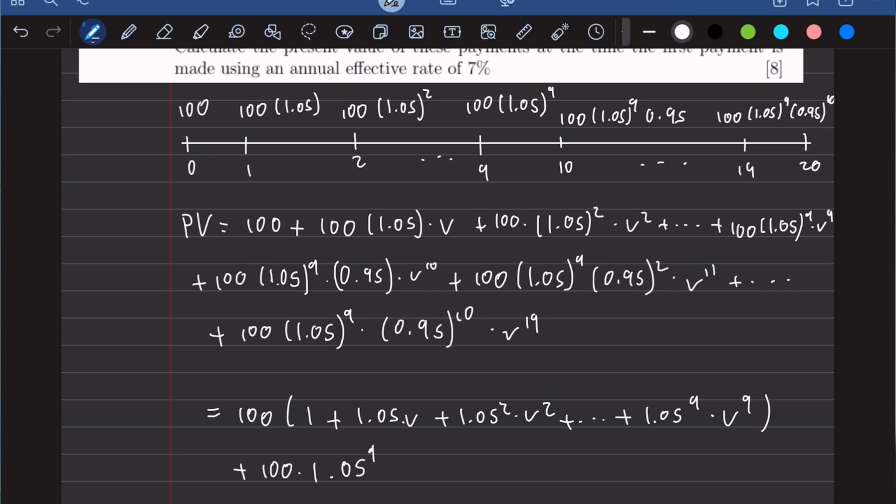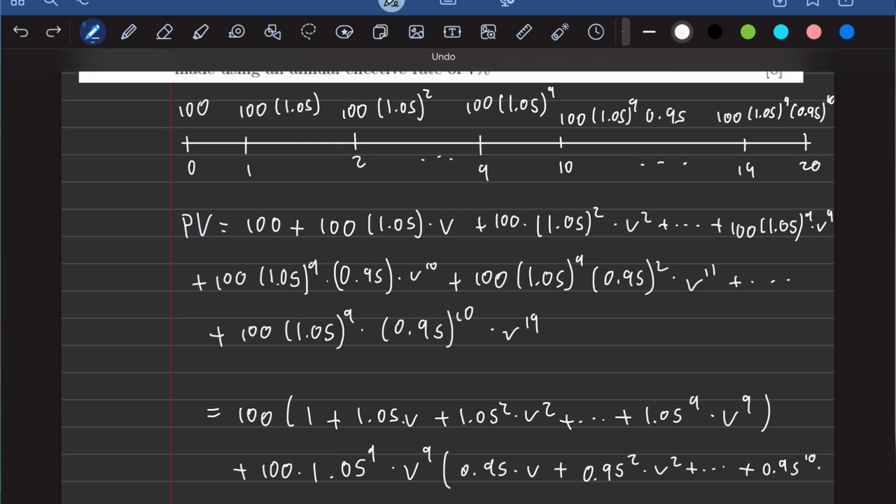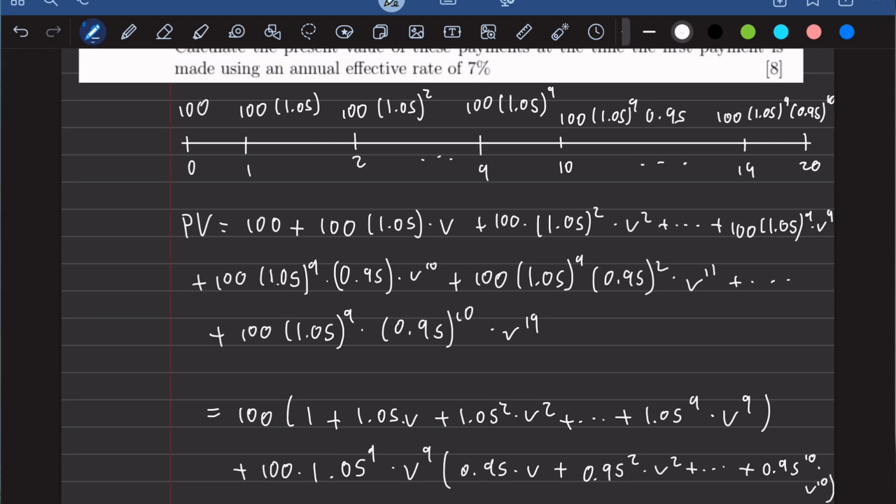Okay. And then we're also going to want to factor out a v to the 9 because that's common in all of them. And we kind of want this v power to match this 0.95 power. And you'll see later why. But let's just also factor out a v to the power of 9. Okay. And then we're going to be left with 0.95 times v plus 0.95 squared v squared going all the way up until 0.95 to the 10 v to the 10.